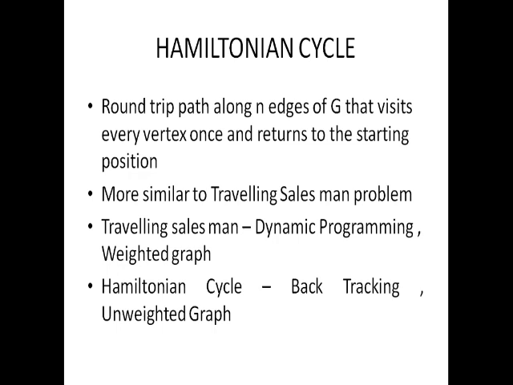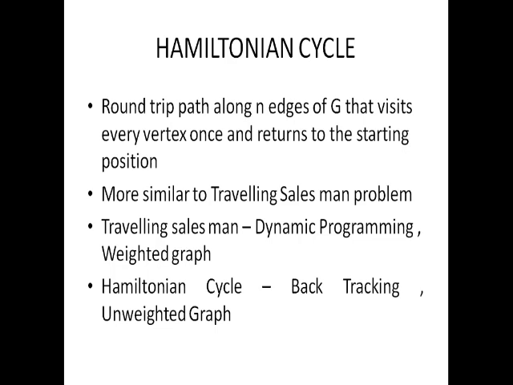We are going to see about Hamiltonian cycle. A Hamiltonian cycle is a round trip path along n edges of G that visits every vertex once and returns to the starting position. It uses the backtracking concept, and a round trip path is nothing but the starting point and the ending point should be the same.